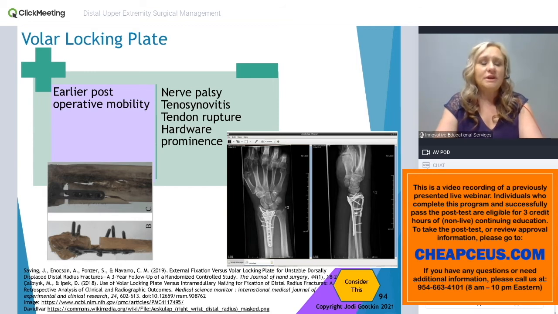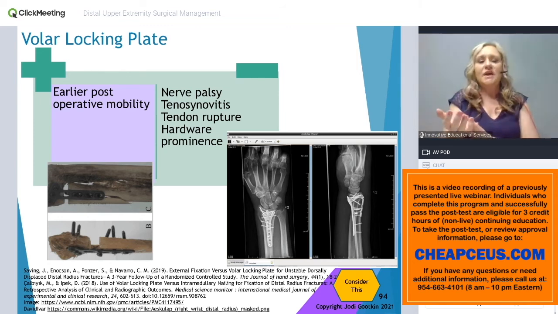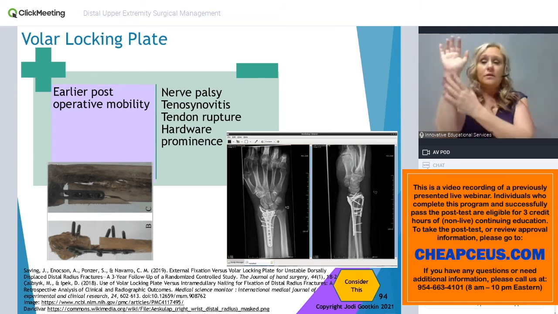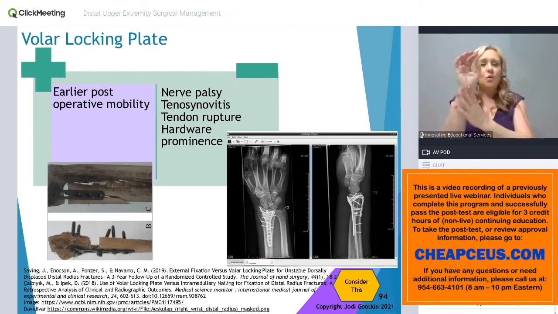One option is a volar locking plate. Now, the dorsal locking plate is what's utilized most commonly. The research is saying that the volar locking plate on the palmar surface is an option for certain patients, that it does seem to allow for earlier mobility of the patient. The downside is you want to know where the plate is.